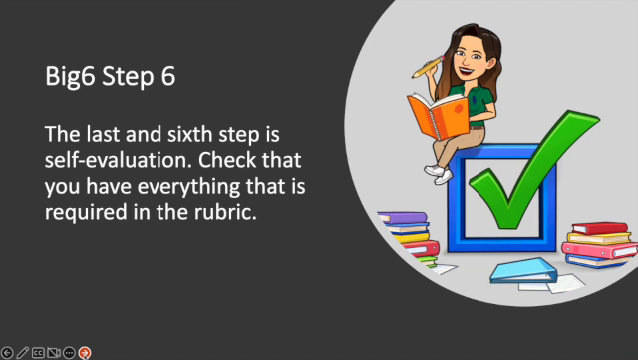Then we have the last step, that is self-evaluation. Once you already corrected all the errors or the feedback that they gave you, you're going to self-evaluate your project. You're going to see if you have everything that is required on the rubric, and you're going to see if it makes sense and that you have the correct citations. So you have to check for these 3 things once you are on step number 6. It is very important.